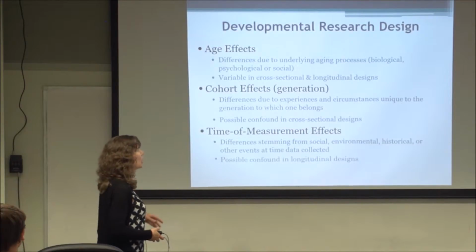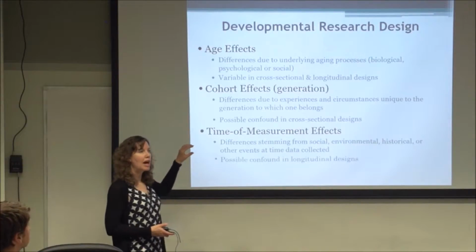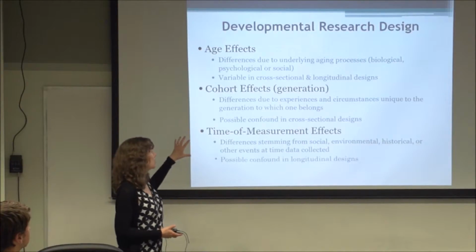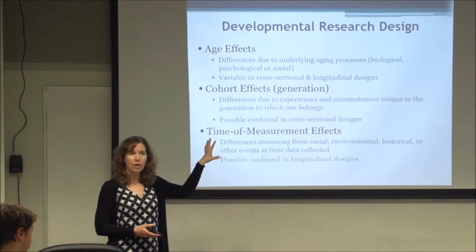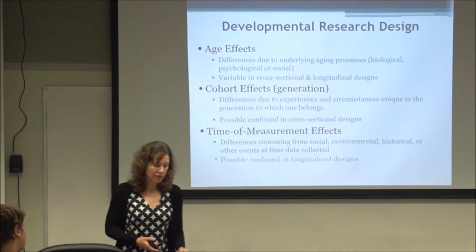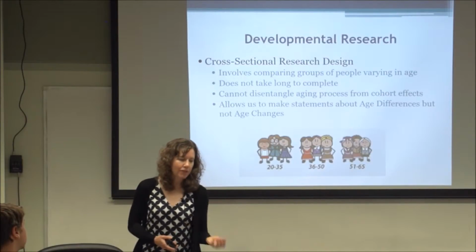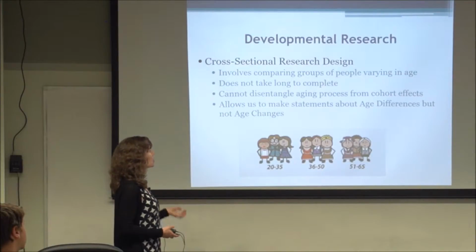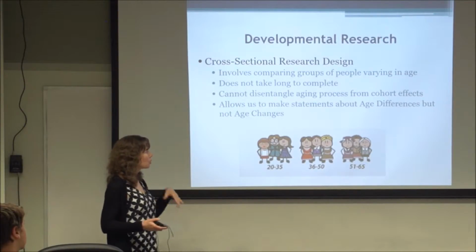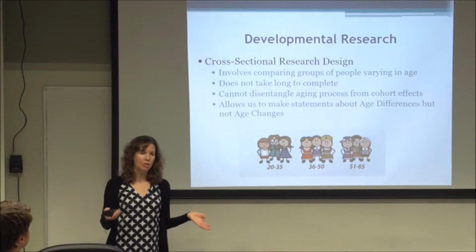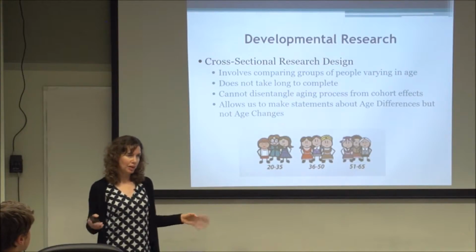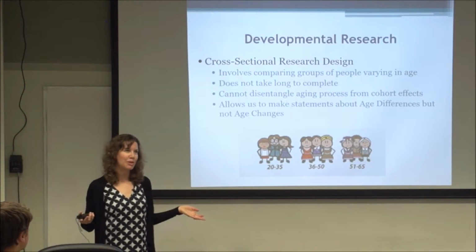Now, there are two ways that we can typically look at age-related questions. We can use cross-sectional and we can use longitudinal designs. And each of these have their own confounds. So cross-sectional designs, one of the things that's really great about those is you can do them very quickly, as long as you can get your participants.